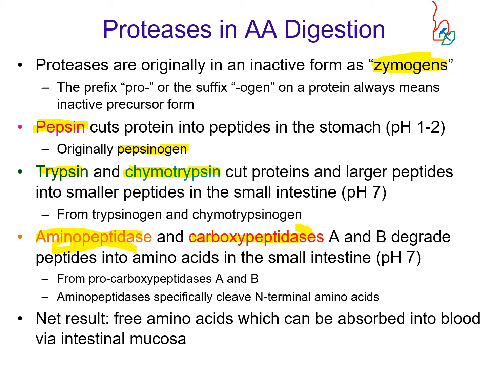So again, we start in our stomach, breaking down those proteins into peptides. More proteases break those peptides into smaller peptides, and then aminopeptidases and carboxypeptidases break those peptides down into free amino acids. The net result is that we will have free amino acids that are absorbed into the blood through the intestine. Now that we have free amino acids, they can freely go through the bloodstream wherever they're needed, so they can be turned into energy, or so they can be recycled into new amino acids for protein turnover.